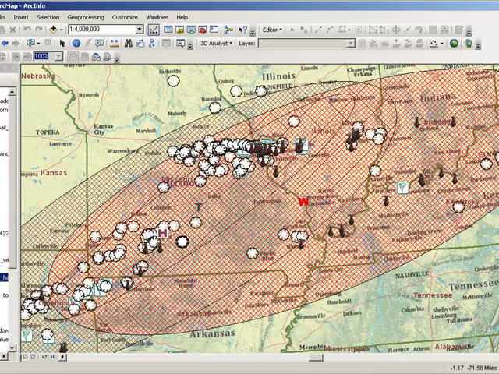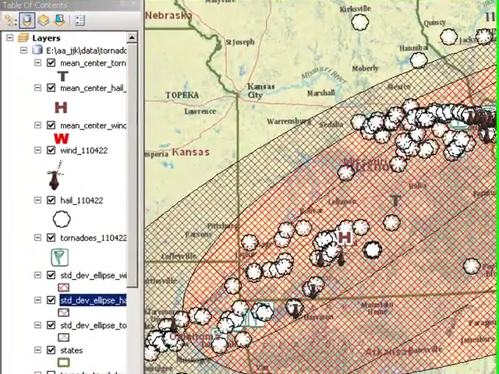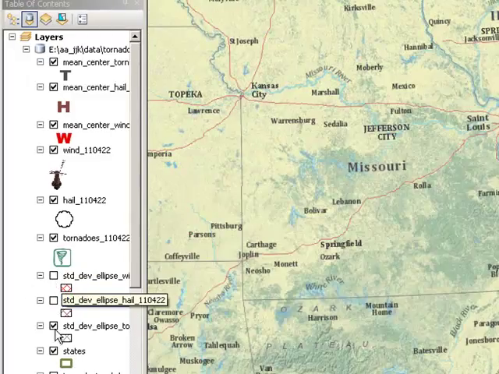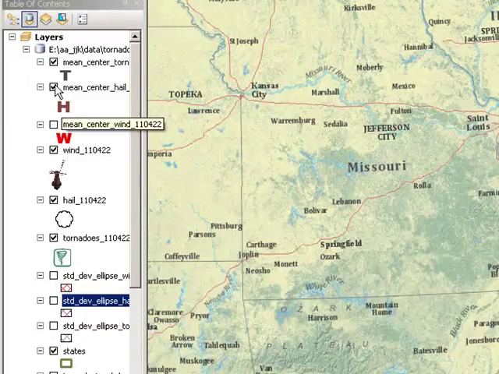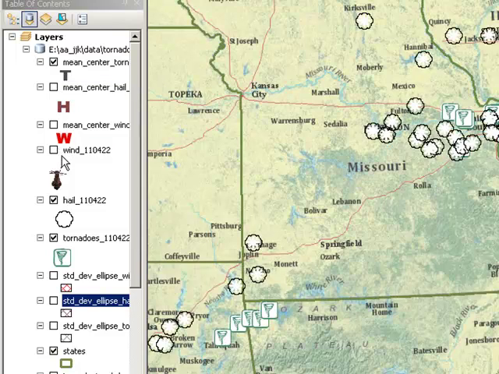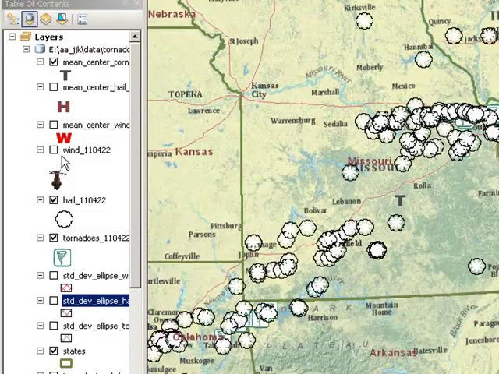Okay, well, interesting. Which phenomenon, tornadoes, wind, or hail, has the largest standard deviational ellipse? Does this match with what you predicted earlier? Then we're going to go ahead and save our map document. So by a couple of simple calculations, we have a better understanding of the distribution of tornadoes, wind, and hail.